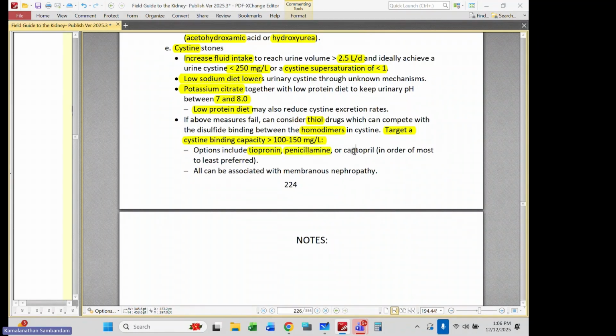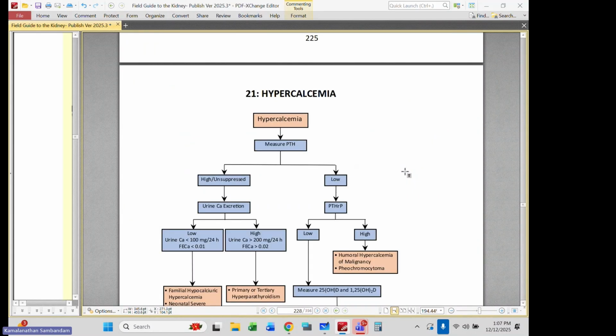And then we have older options that are really not used very often. One thing that you need to be aware of is that all of these thiol drugs will have a risk of causing a drug-induced membranous nephropathy. It's been associated with all of these drugs that have a chemical structure that allows them to bind cystine. So you should monitor for proteinuria when you start these drugs. Okay, questions?